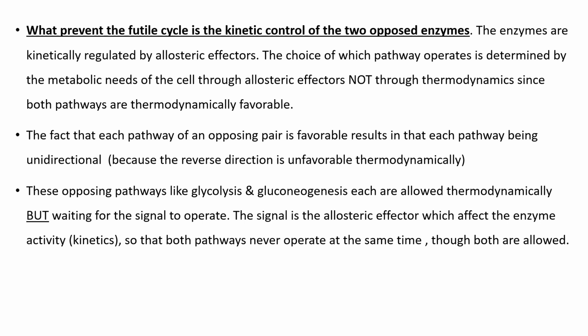These opposing pathways, like glycolysis and gluconeogenesis, are each allowed thermodynamically, but wait for the signal to operate. This signal is the allosteric effector, which affects the enzyme activity, so that both pathways never operate at the same time, although both are allowed.